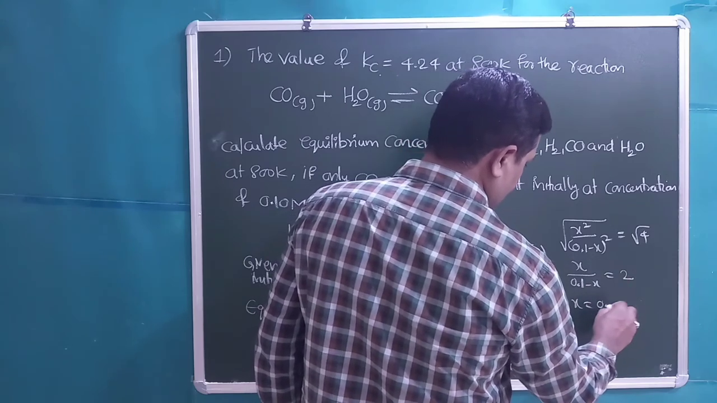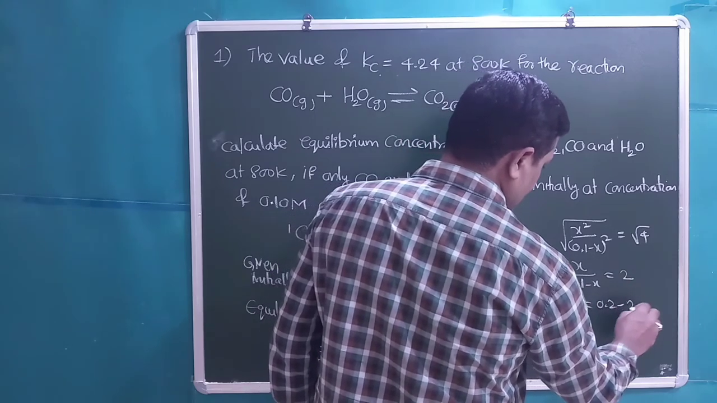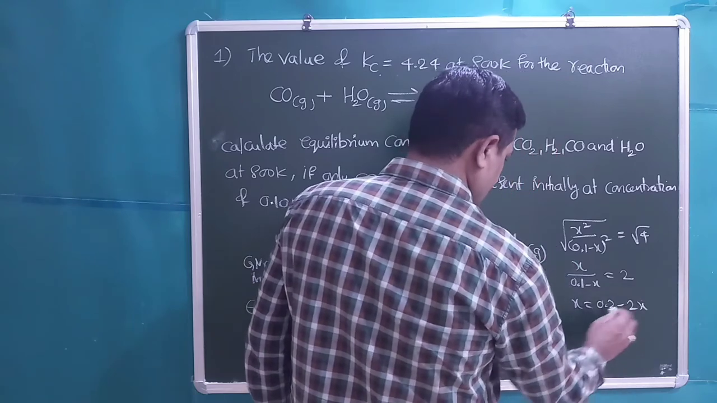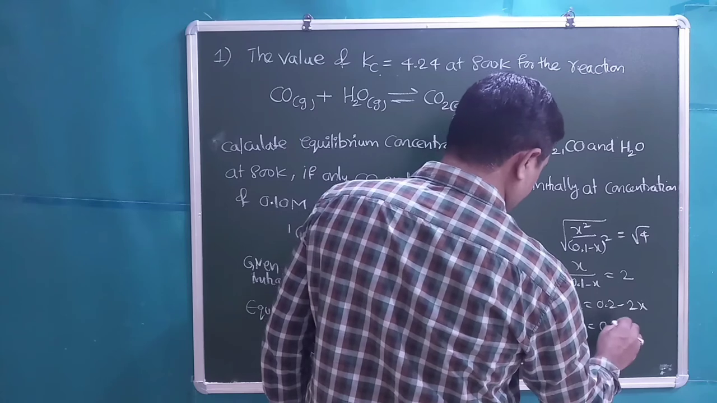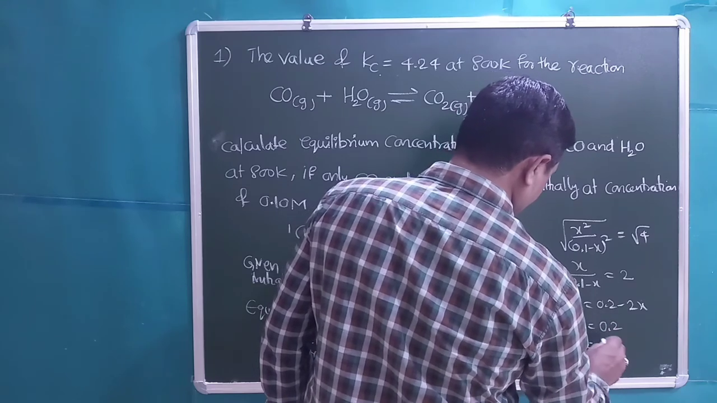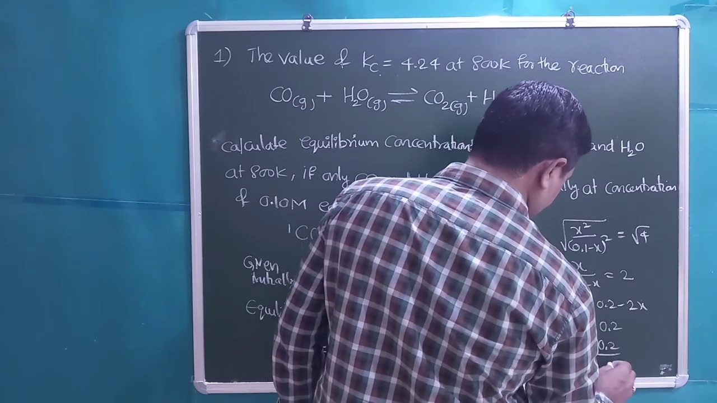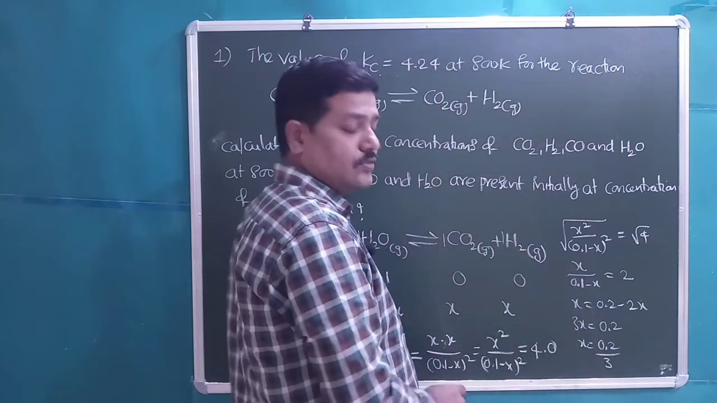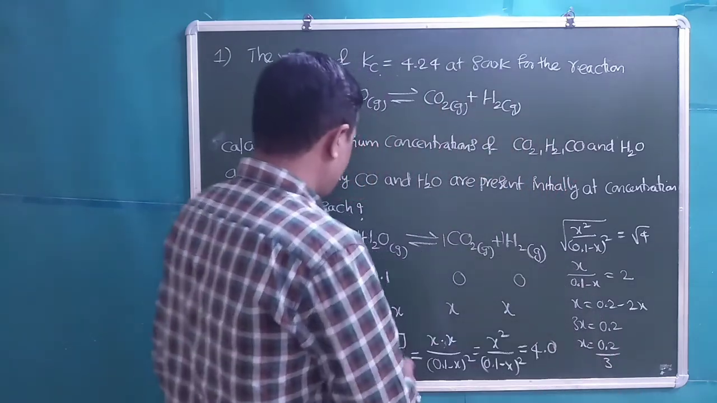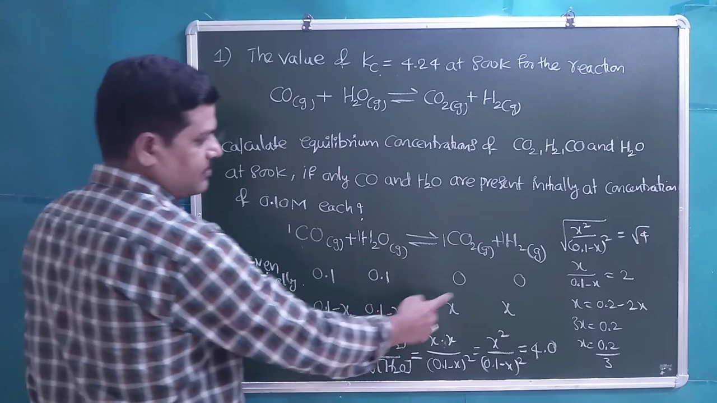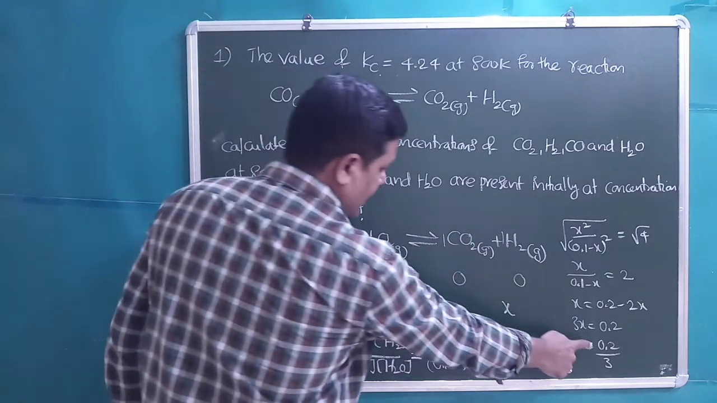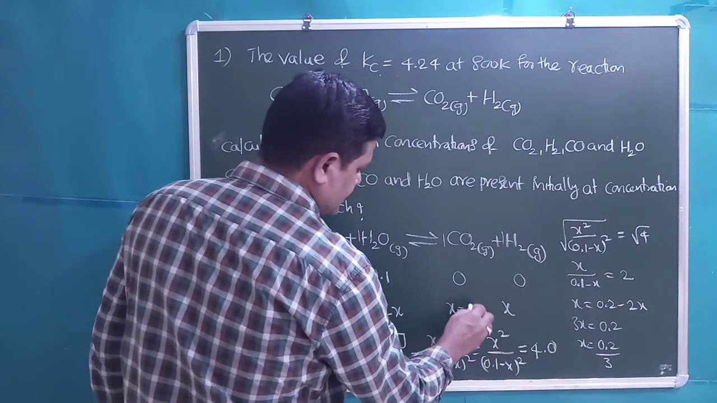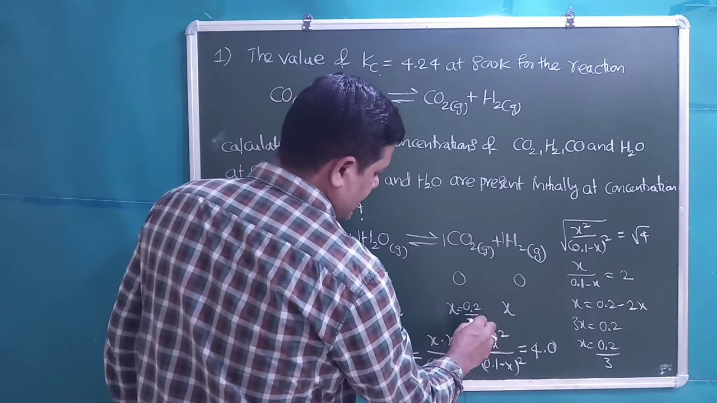x is equal to 0.2 minus 2x. Then transferring minus 2x to this side, 3x is equal to 0.2, so x is equal to 0.2 by 3. Let us substitute these values here and find out the equilibrium concentrations.